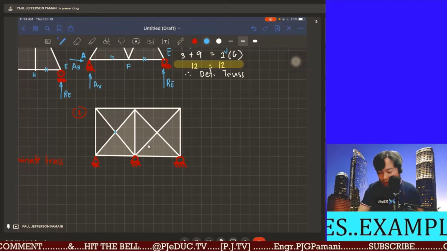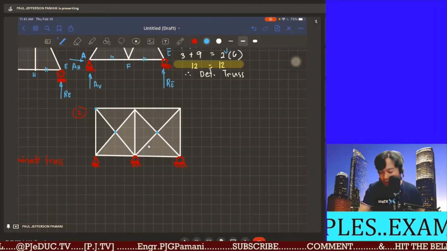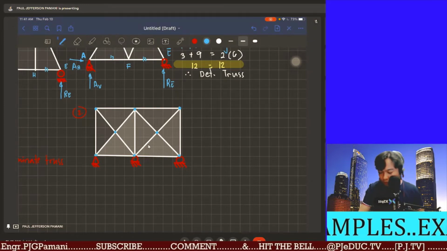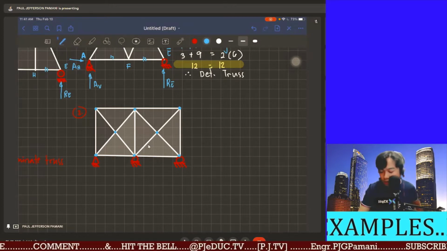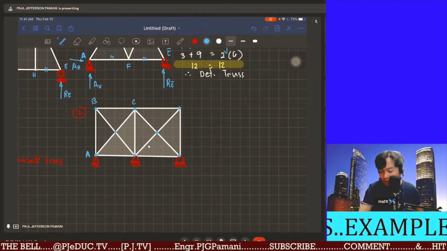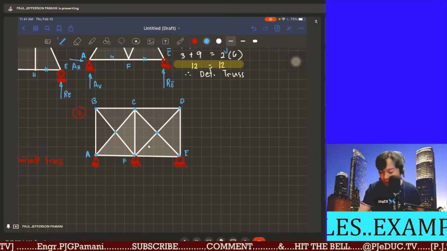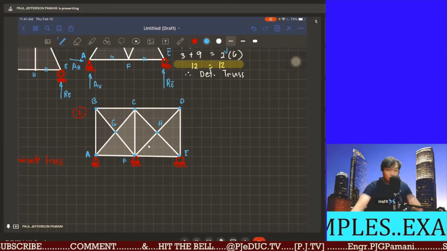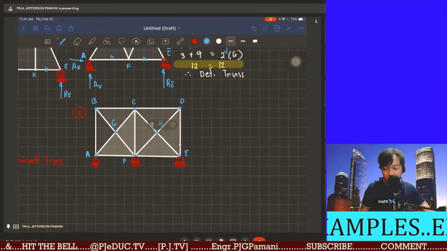So meron tayong internal hinge cross bracing. So hinge joint connections. Okay? Identifying the joints. We have A, B, C, D, E, F, G, and H. Nakuha po kung paano nakuha yung joints.